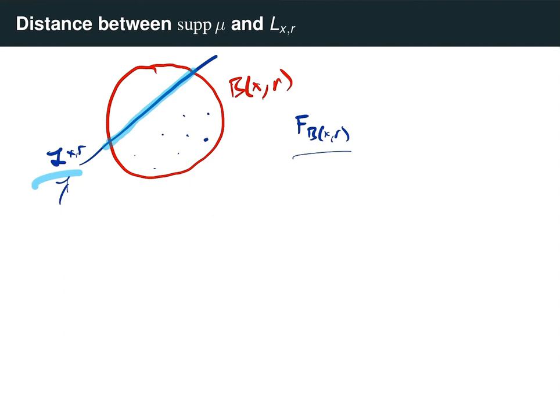However, later on, we are going to need to be able to estimate the distance between some points of the support of mu and this plane. So in order to do that, we're going to introduce a lemma that focuses on points in the support of mu where our measure is behaving quite nicely.